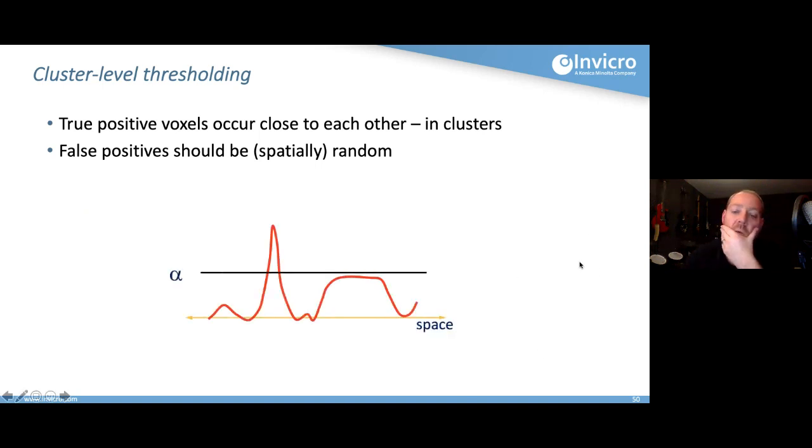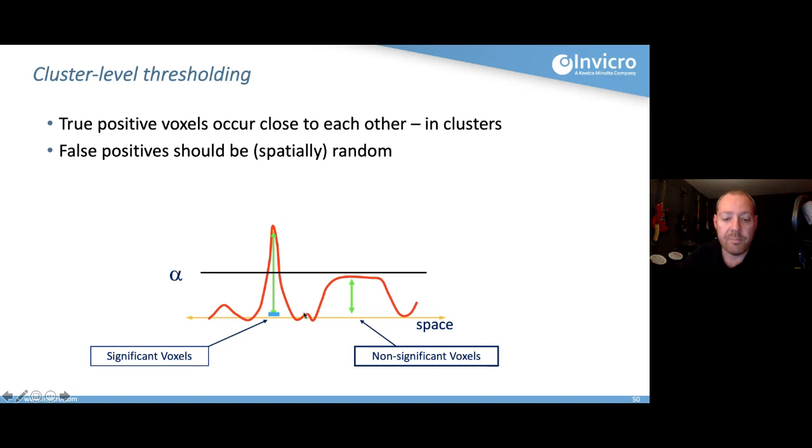So if you imagine a kind of slice through a brain, and we're looking at activation amplitude, if you like, going up, you might put on your alpha threshold and you might have a small but very highly activated cluster and a larger but less activated cluster. And with standard, simple thresholding, you might say, okay, well, this one is very highly activated, therefore it's significant, and this one is just not activated so much, therefore it's non-significant.